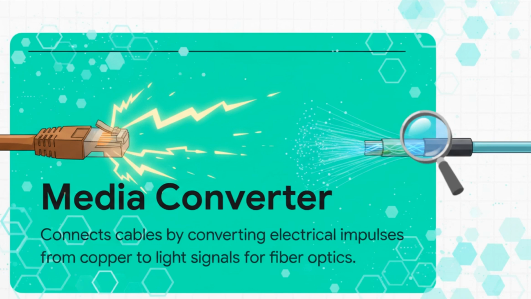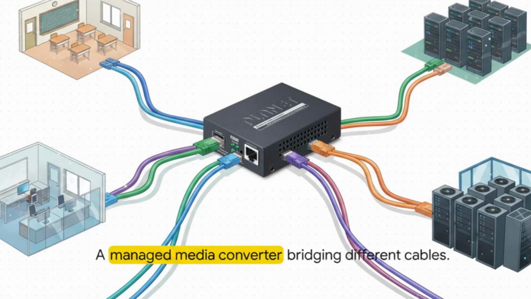Pretty wild, right? In the real world, these managed media converters act as absolutely crucial infrastructure. You'll find them working quietly behind the scenes in schools, corporate offices, and those massive data centers. They're basically bridging entirely different physical network cables together seamlessly, all without dropping a single packet of data.